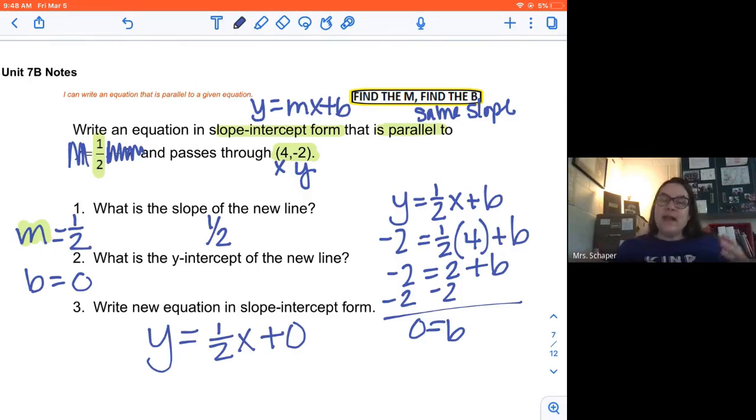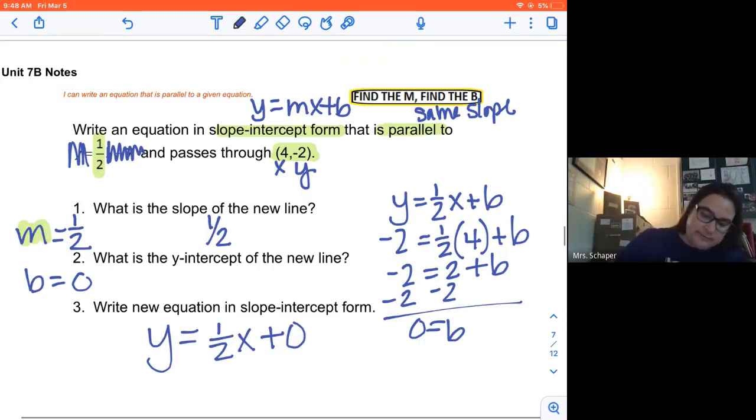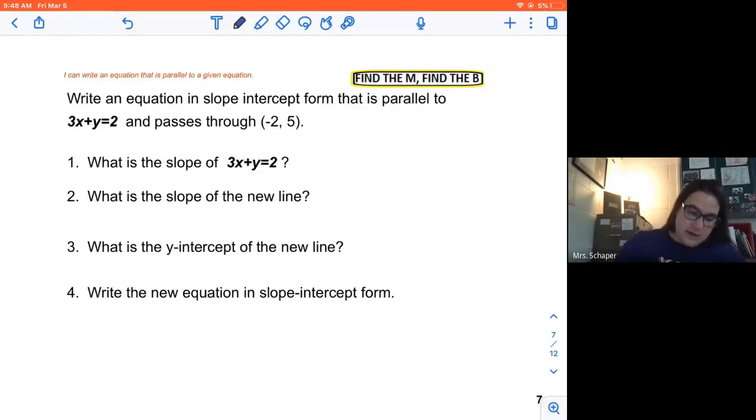So the newness today is writing the equation of the line parallel to or perpendicular to. You've practiced writing equations with a slope and a point. And we're using that same process as we go through. Let's take a look at the next one. Write an equation in slope-intercept form that is parallel to this equation and passes through here, right?